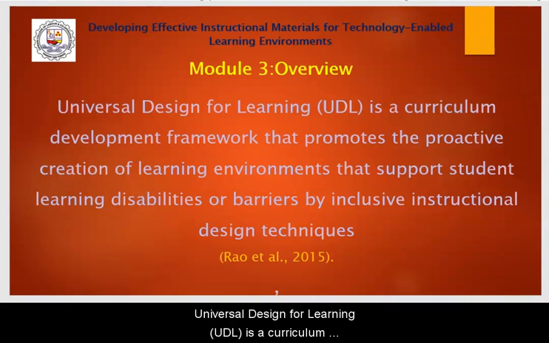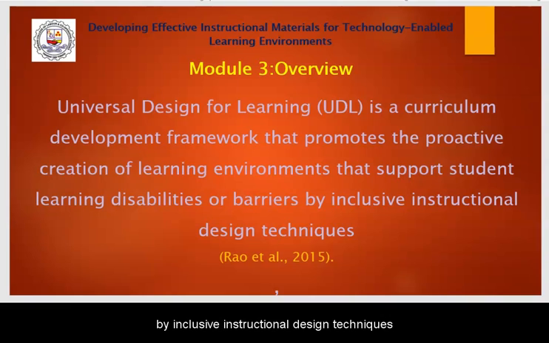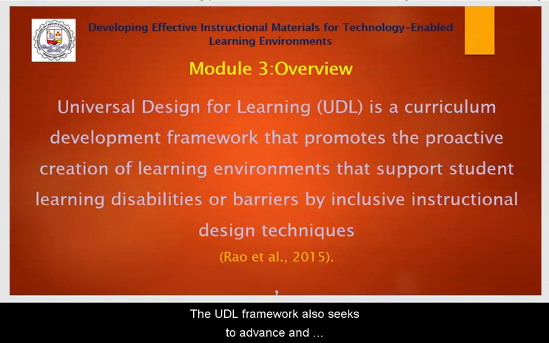Universal Design for Learning is a curriculum development framework that promotes the proactive creation of learning environments that support student learning, regardless of disabilities or barriers, through inclusive instructional design techniques. The UDL framework also seeks to advance and optimize education for learners based on scientific insights into how humans learn. The goal of UDL is the optimization of learning by catering for the diverse learning needs that exist in a classroom.